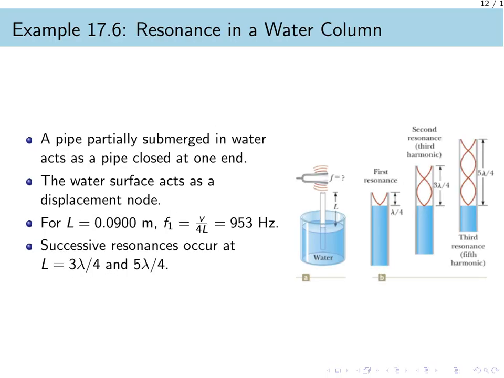Another example involves a pipe partially submerged in water, which creates a column closed at one end by the water's surface. The water surface acts as a displacement node. In this setup, we can find the frequency of a tuning fork by adjusting the length of the air column until we hear resonance. If the first resonance occurs at a length of 0.0900 meters, the fundamental frequency is the speed of sound divided by 4 times that length, which is 953 Hz. Successive resonances for this closed-end system occur when the length equals 3/4 of the wavelength and 5/4 of the wavelength.